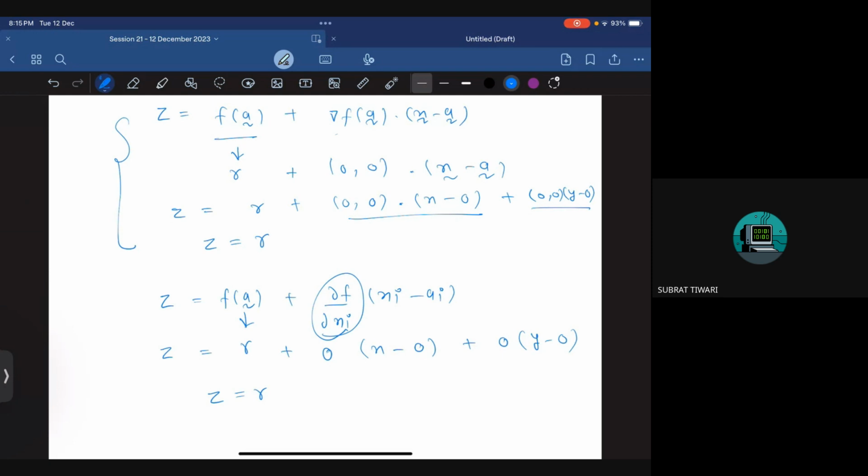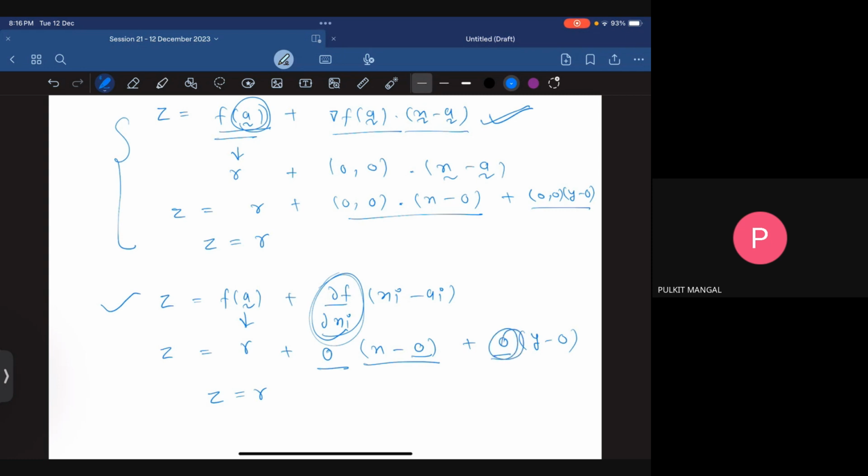This was z is equal to the function value at the point a tilde, plus the gradient of f at the point a tilde, dot product with x tilde minus a tilde. This expression and this expression are basically the same. So either you can go by this or this. That is, first find the partial derivative with respect to x. It comes out as 0 at the point 0 comma 0. Multiply that with x minus the x coordinate of the point at which we are finding the tangent, that is 0 here.